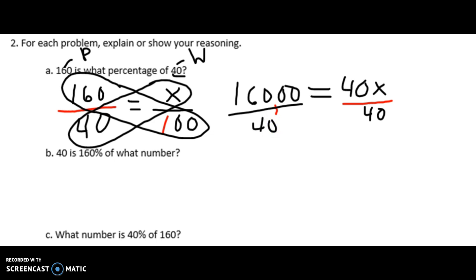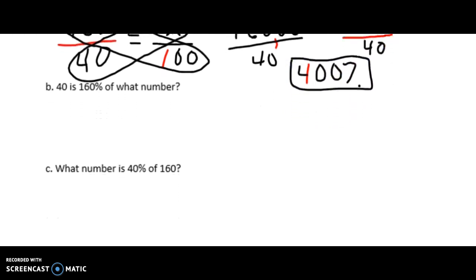So I have 16,000 divided by 40, which is going to give me 400. So my answer is actually 400%. Box your answer so it's clear. Let's go on to B. I'm going to show you B as well.